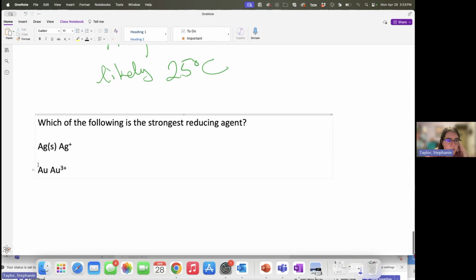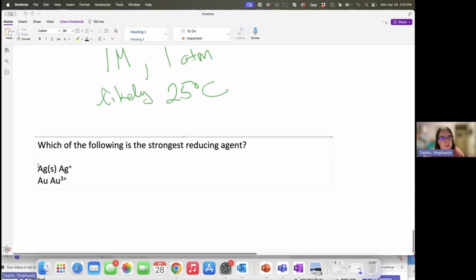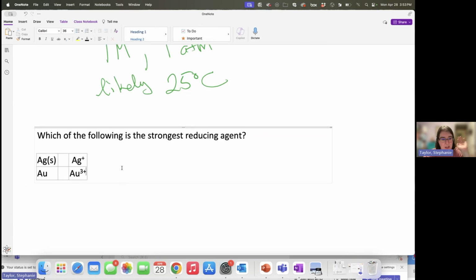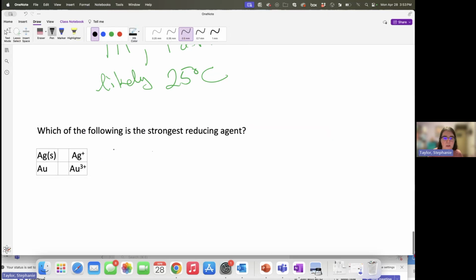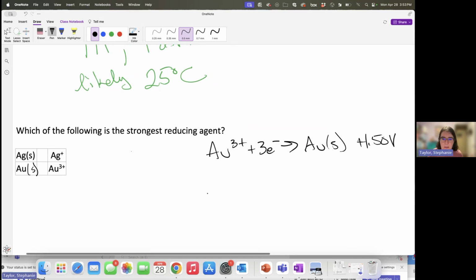Superscript. So these are mostly supposed to be options. Oh no! Those are supposed to be 4 different options. Which of the following is the strongest reducing agent? And you have 4 options. So part of this is going to be a grab your table. And so as I look, oops, that's also supposed to be a solid. So if I look on my table, I can see a gold 3+ with 3 electrons going to gold solid, and I see that with a +1.5 volts.